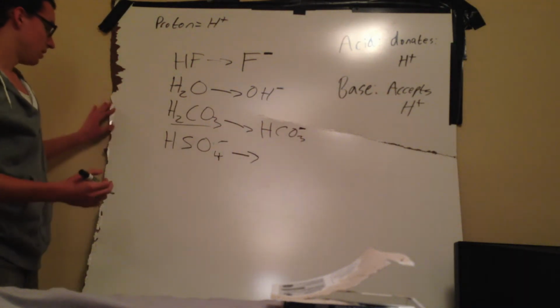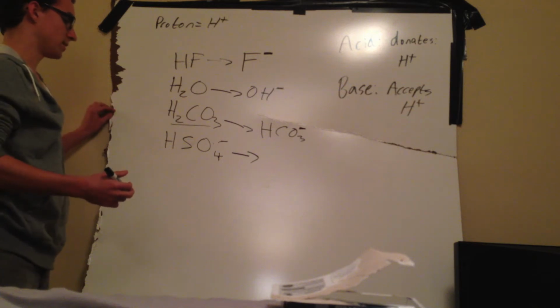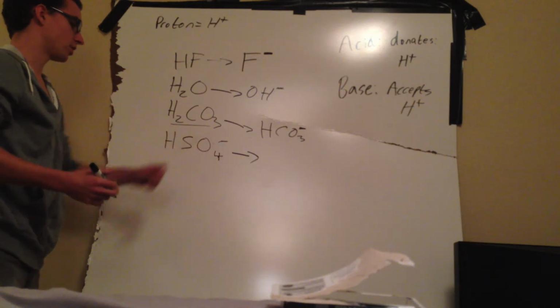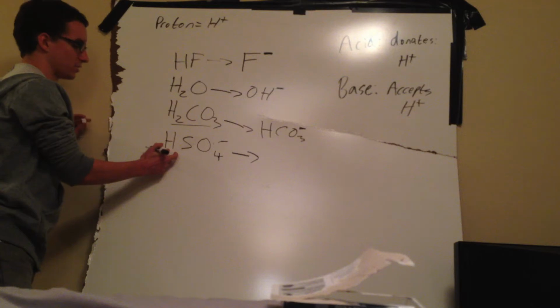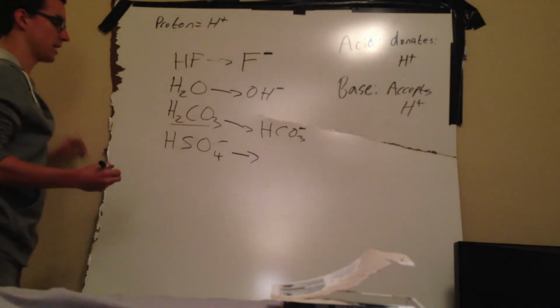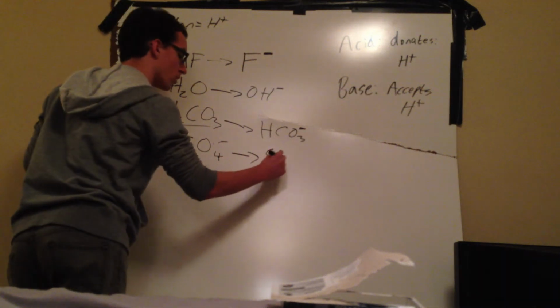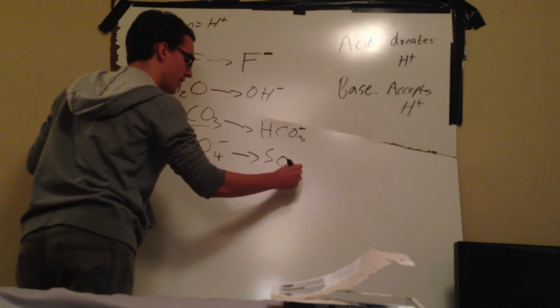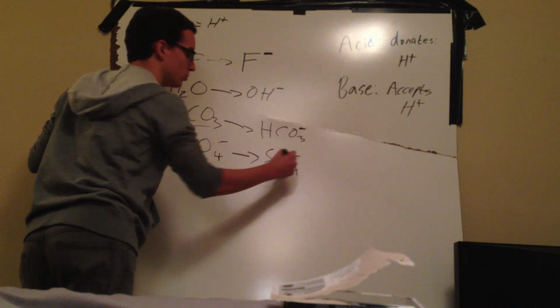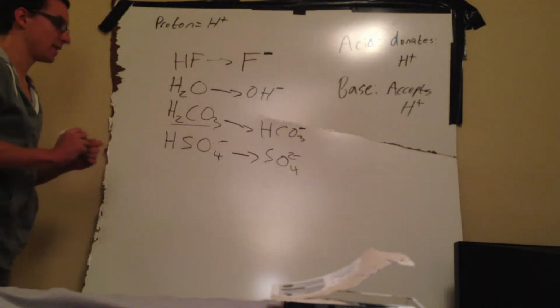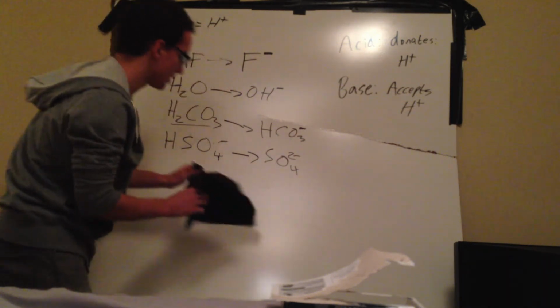Now we have HSO4 minus. So that has a -1 charge. So we're going to take away the only hydrogen, which means that this -1 is going to go down another charge. So it becomes SO4 because it lost the hydrogen, so it's no longer H. And it's going to be -2, or 2 minus. And that's the charge on that. Awesome.